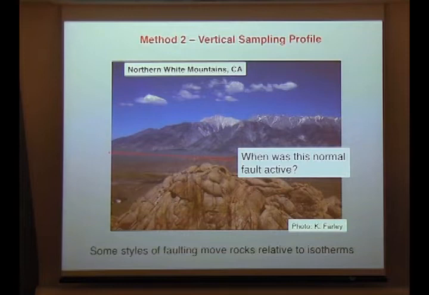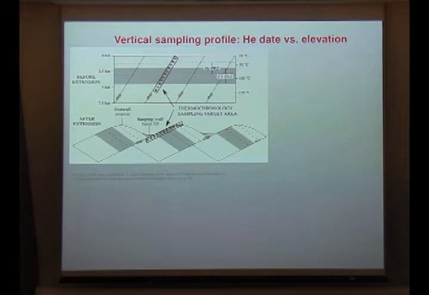And what this is using is something that we call vertical sampling profiles. I'm going to be using examples from the White Mountains, and it was a study that was designed to try to understand when a fault at the base of the White Mountains was active. What vertical sampling does is, instead of using one single date from one rock, you use a series of dates that are all part of the same structural block in a simple way.